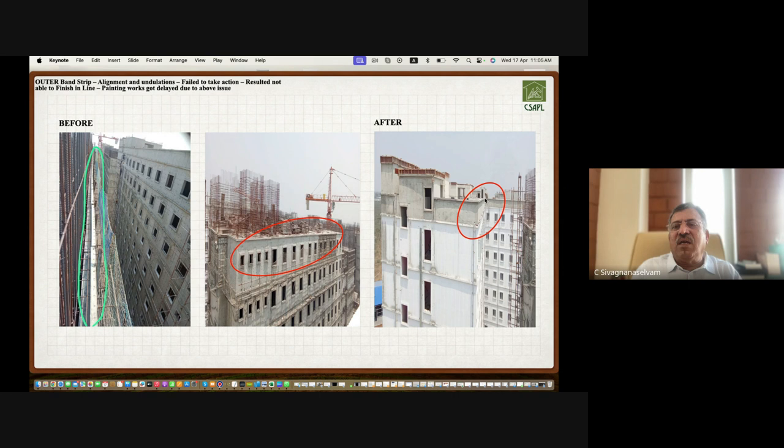And the rectification. Even after rectification, the undulations could not be corrected in total. See, the mistake of an engineer will stand and kill them, unlike any other profession. If a doctor does a mistake, it can be buried. The mistake can be buried. But if an engineer does a mistake, it will stand and kill them. So we cannot afford to do a mistake like this.